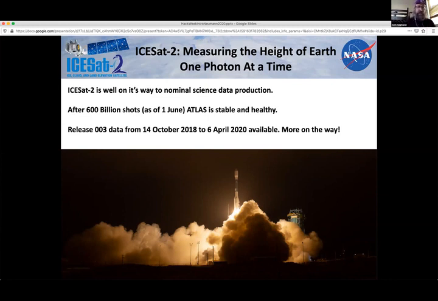The current data release is release 3, and it covers data from when we started collecting science data in mid-October up through April 6th, and there is more data on the way. We've been processing it in approximately 1 month long chunks, and this next chunk of data will bring us up through May 13th. We're currently evaluating that data now. Cool, Axel, that's what I have.